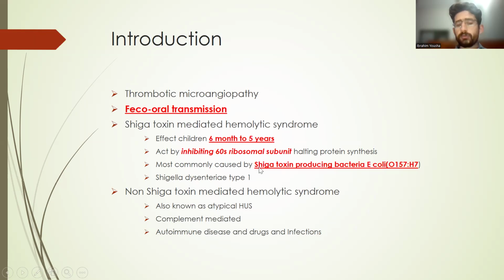Shiga toxin is most commonly caused by E. coli having serotype O157:H7. It is also caused by Shigella dysenteriae type 1. Non-Shiga toxin mediated hemolytic uremic syndrome is also known as atypical hemolytic uremic syndrome. It is a complement mediated process caused by autoimmune diseases, drugs, and infection. So the important point to remember is that Shiga toxin is mainly caused by the bacteria E. coli O157:H7 and non-Shiga toxin is caused by autoimmune diseases, drugs, and infection.